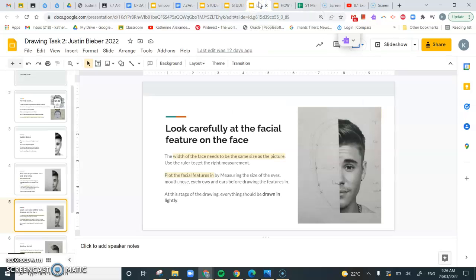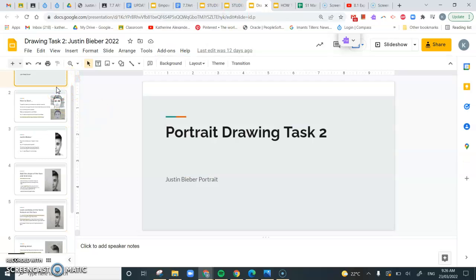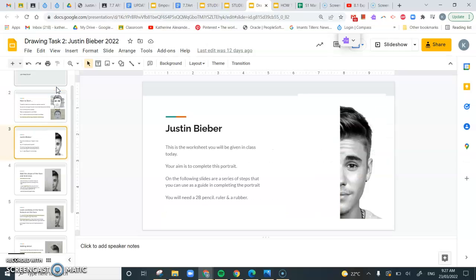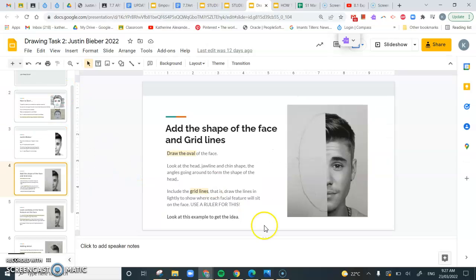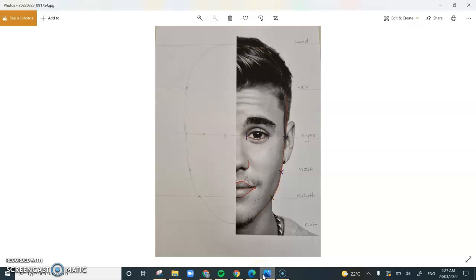So what we're going to be doing is drawing Justin's face today, okay? There is a document here that's called Drawing Task 2, Justin Bieber, that you can have a look and have a little read through. Okay, but I'm just going to jump over to my document, and let's look carefully at this, because this is how I want you to do your drawing before you start.